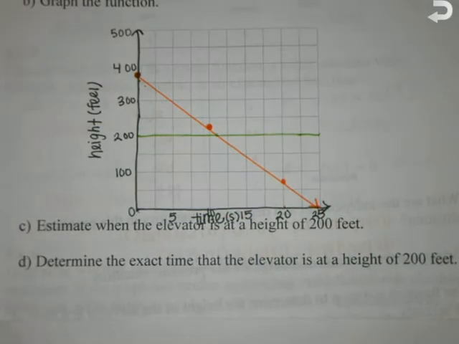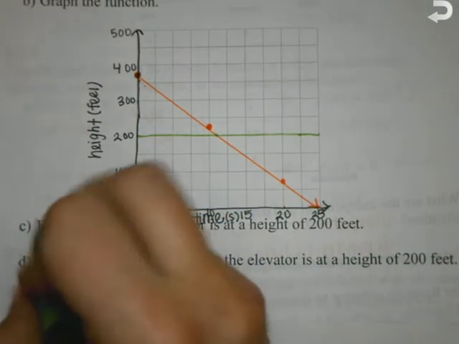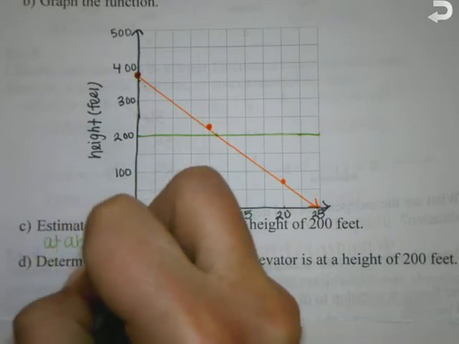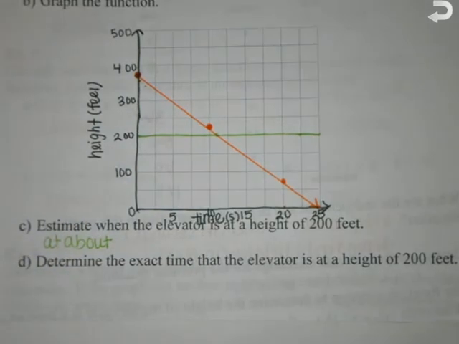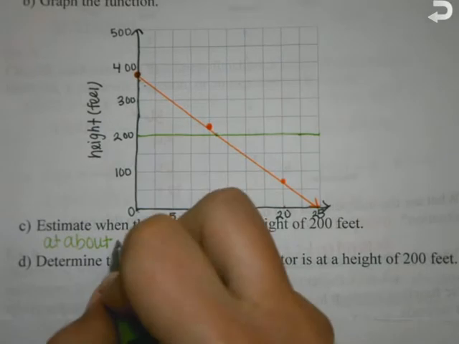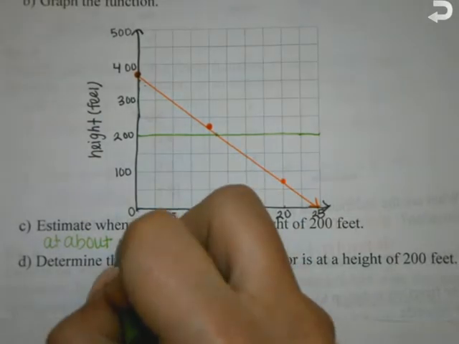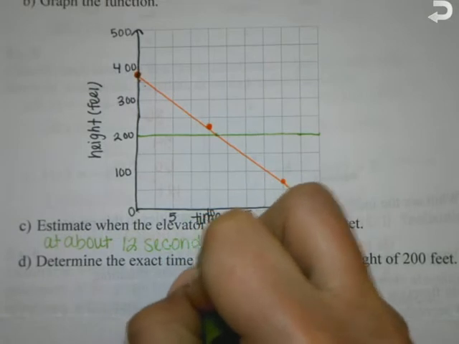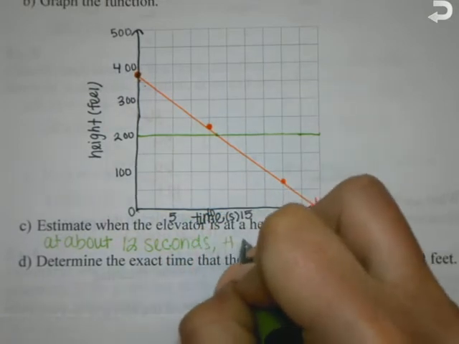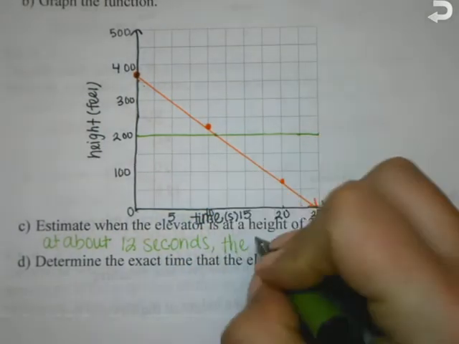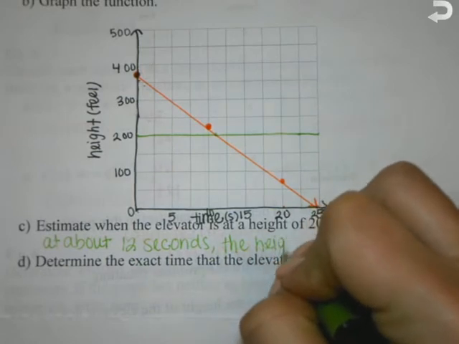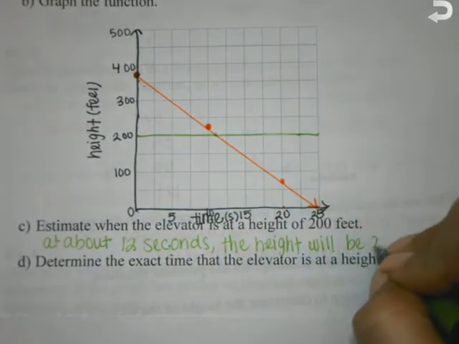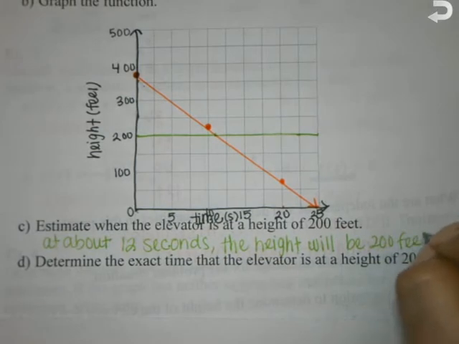So let's say at about, I don't know, what do you guys think, 12 or 13? 12? 12 and a half. Well, it doesn't have to be that exact. Let's just do 12. At about 12 seconds, the height will be 200 feet. Something like that. So we have to use a complete sentence.